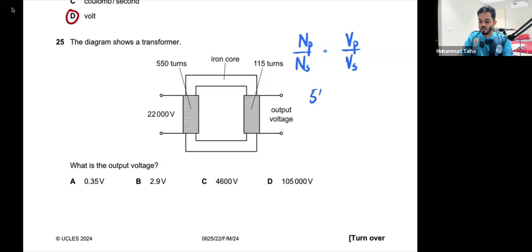So primary turns are 550, secondary turns are 115, Vp is 22,000. As I can very obviously see here, because there are fewer turns on the secondary coil, the voltage must be less than the primary voltage, right? This is the step down transformer. So if I do get an answer more than 22,000, this means I've made a mistake with the calculations. So to find Vs, 22,000 times 115 divided by 550, just 4,600. So that's C.